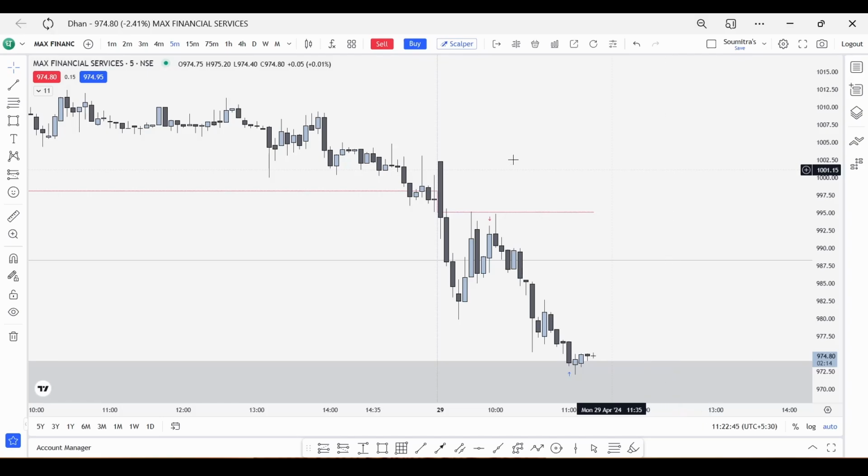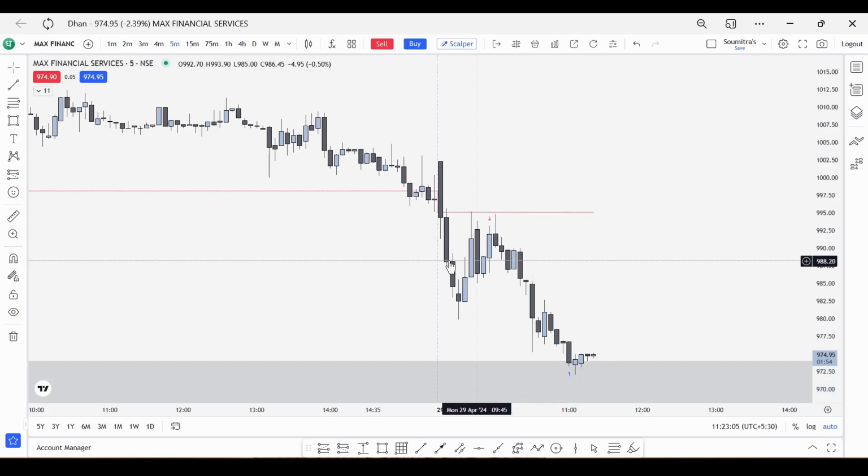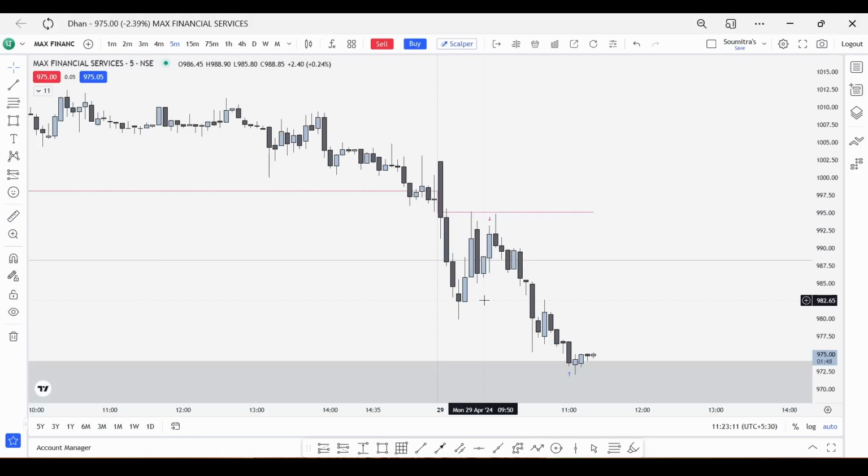So this is today's chart, this one, this is 5 minutes chart, and what do we see here? First of all, it takes the previous day low, this red line, and then this first draw on liquidity. This line is this one and this block is this one. So then it takes the first draw on liquidity, that means this one. So after that, what happens?